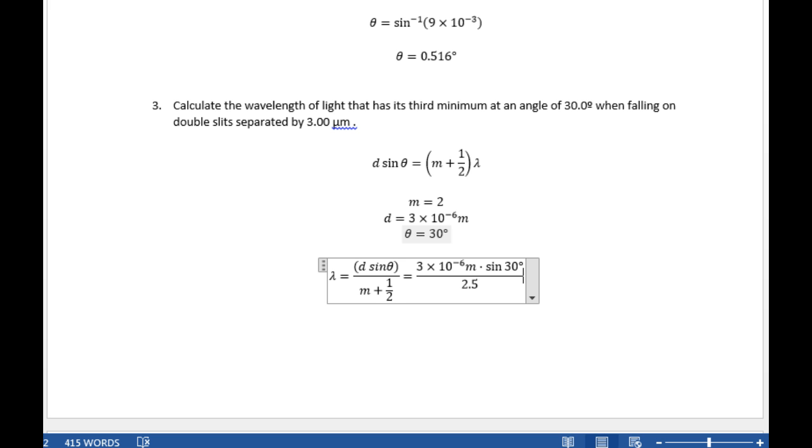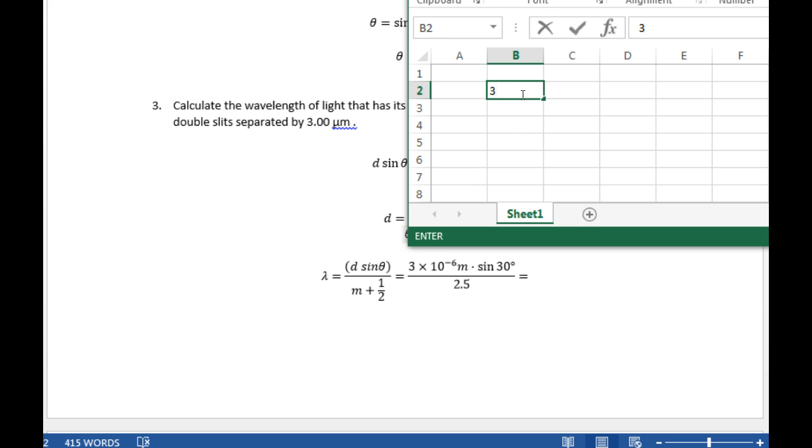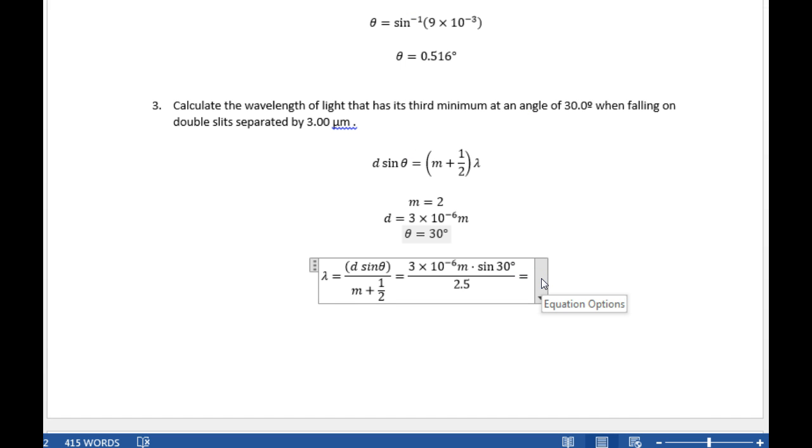All right, let's pop over to Excel, figure out what we got here. So we've got 3e to the -6. We've got the sine of the radians of 30, because remember, Excel uses radians, so we've got to convert the 30 degrees to radians to get the sine. Got 2.5, so the wavelength is 3 times 10 to the -6 times the 0.5 divided by the 2.5, which is 6 times 10 to the -7. All right, so the wavelength is 600 nanometers.